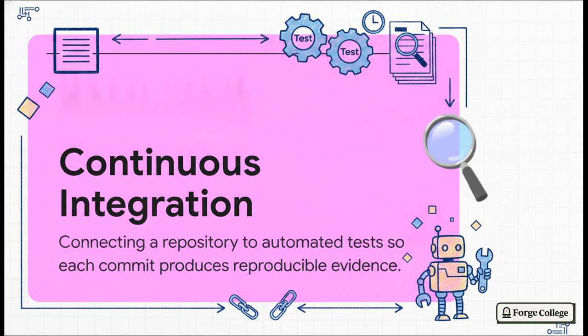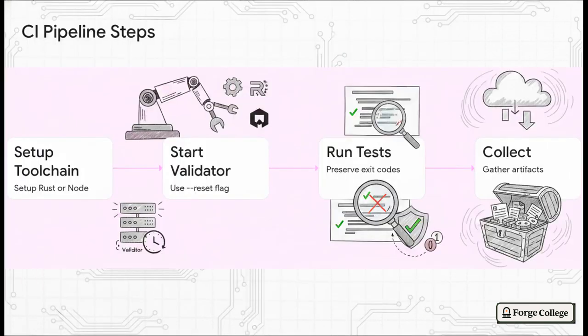Its only job is to evaluate every single code change you make, completely headlessly on a server, exactly the same way every single time. Let's actually walk through this robotic inspector's workflow, kind of like what you'd see if you were using GitHub Actions. Step 1, you set up the toolchain for Rust or Node. Step 2, you start the Solana test-validator. And hey, always use that --reset flag so you start with a totally clean slate.